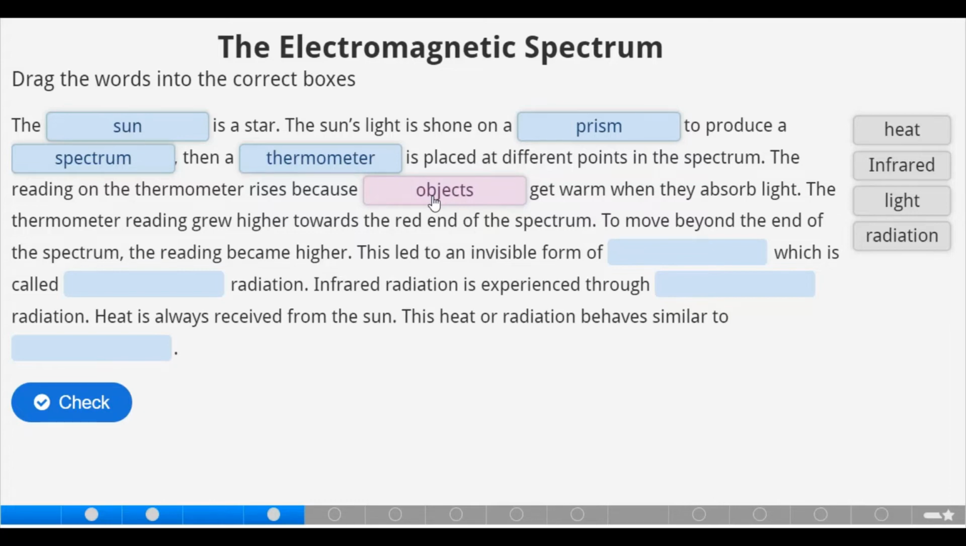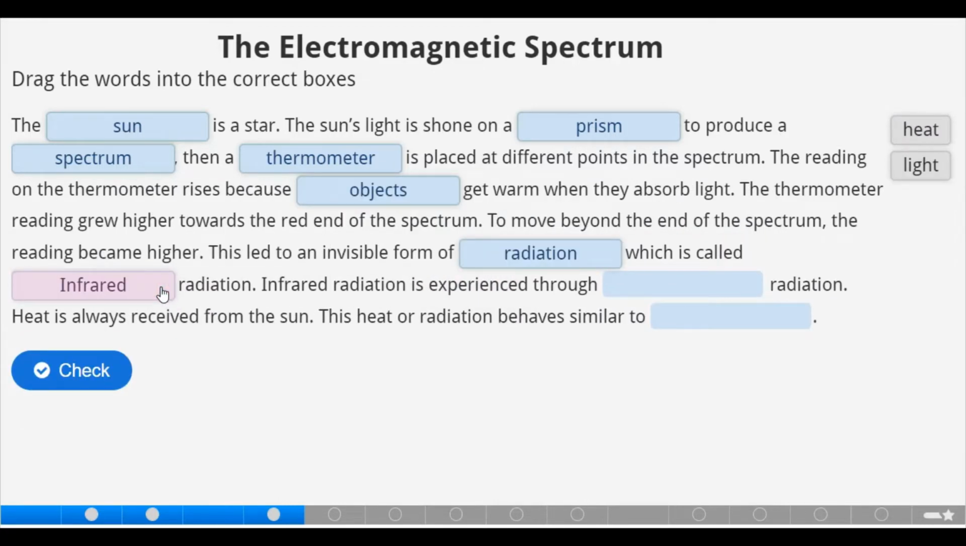When moved beyond the end of the spectrum, the reading became higher. This led to an invisible form of radiation, which is called infrared radiation. Infrared radiation is experienced through heat radiation. It is always received from the sun. This heat or radiation behaves similar to light.